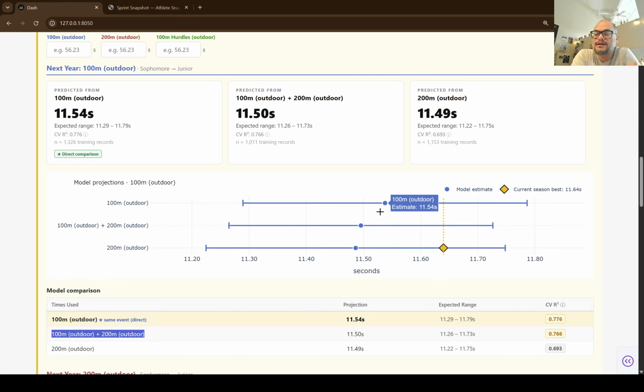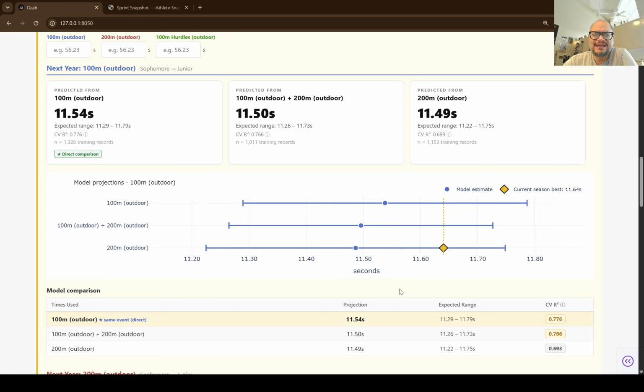It could land in and around this area, but we also need to take into consideration other things like their health, injuries, and so forth. So an example here, we have predicted from the 100 meters a midpoint of 11.54 seconds the following year, and this is based on 1,326 training records of individuals from sophomore males to junior males who have run the 100 meters. Same thing with this one, who have run both the 100 and 200. We have over 1,000, and from those who ran the 200, predicting that further.